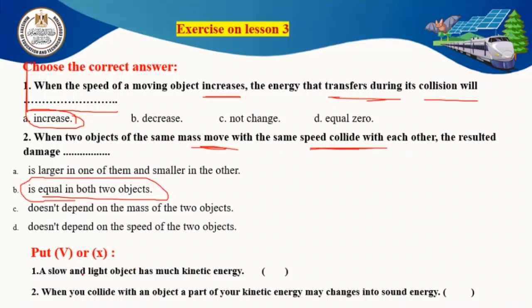True or false? A slow and light object has much kinetic energy. No. A small object has less kinetic energy than the bigger object. When you collide with an object, a part of your kinetic energy may change into sound energy. True.